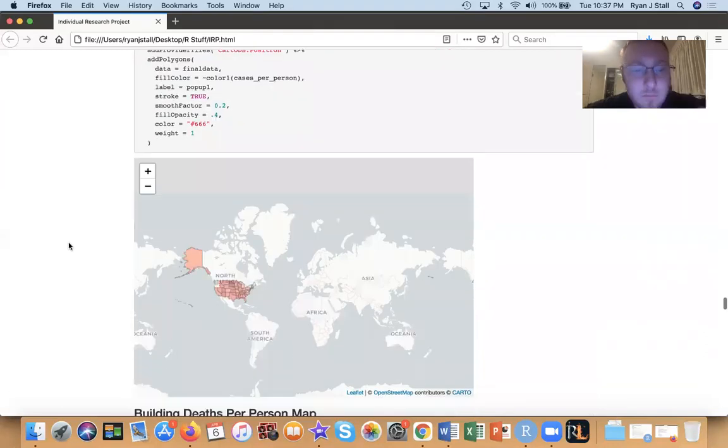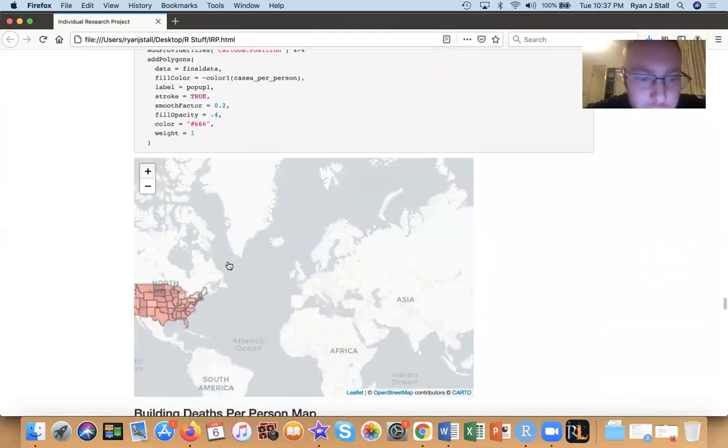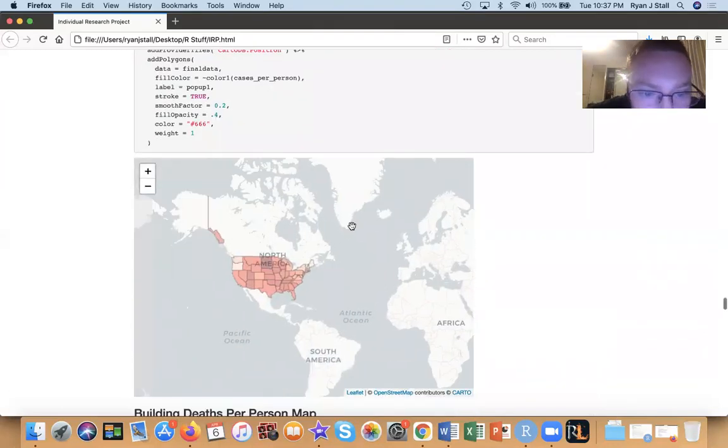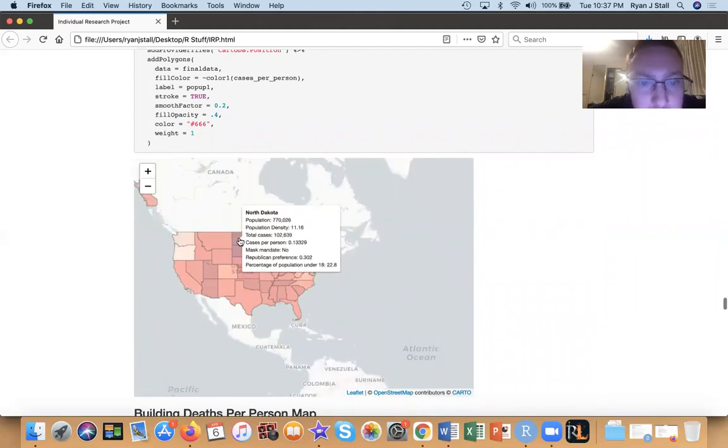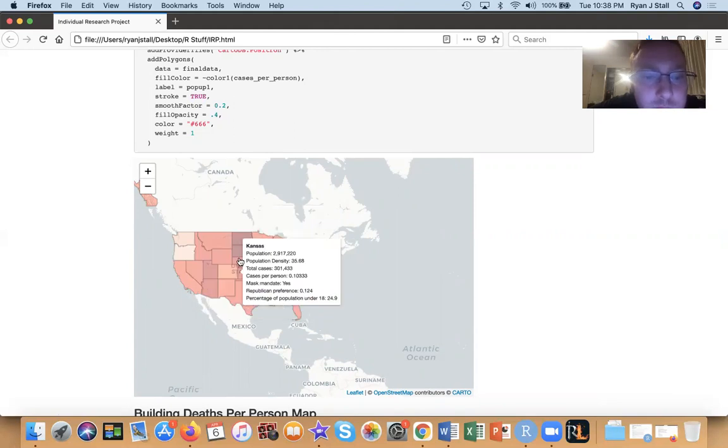First, the infection rate map. As you can see, the Dakotas seem to have a problem on their hands, both being a super dark shade of red. A quick pan over North Dakota establishes that the state has had 102,639 cases, corresponding to about 0.133 cases per person. Not surprisingly, they do not have a mask mandate.